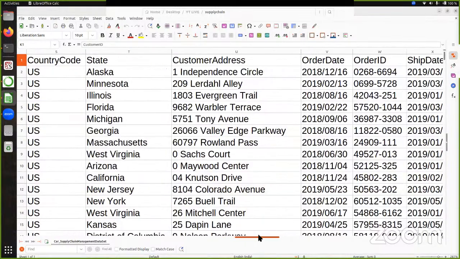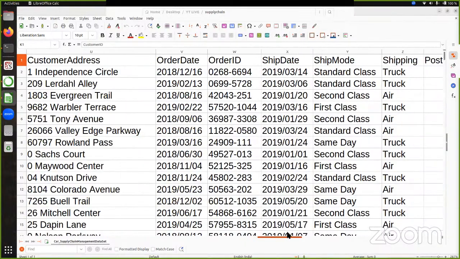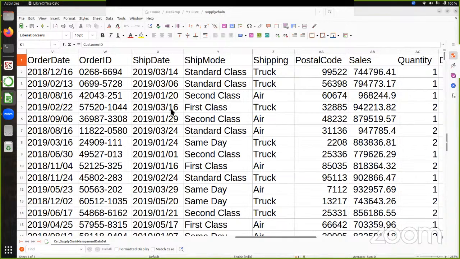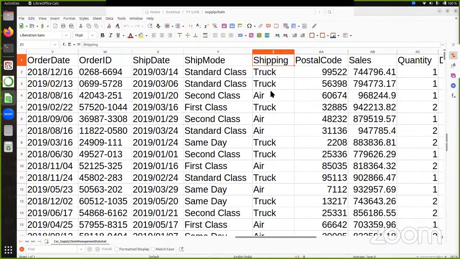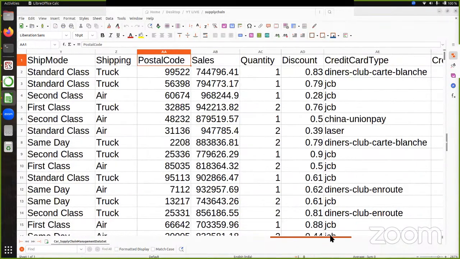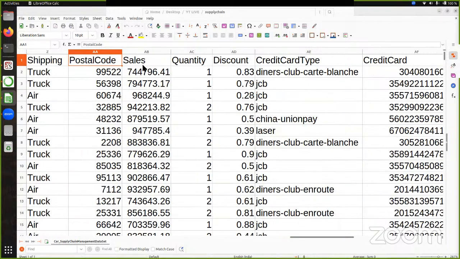After that, we have other important things such as the order related information. What was the date on which the order was placed? What was the order ID? Every order will have its own unique ID. What was the date of the shipping? What was the mode of the shipping? What was the primary transport for the shipping? And then what was the postal code at which the ship was sent? Then we have other information such as what is the sale value?